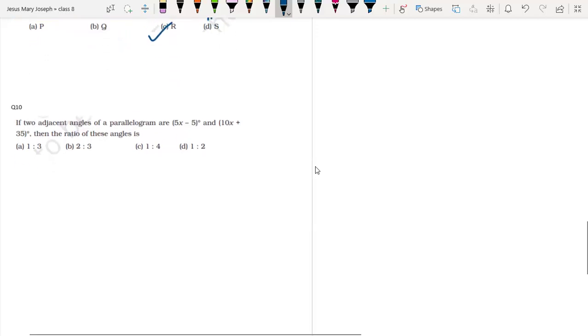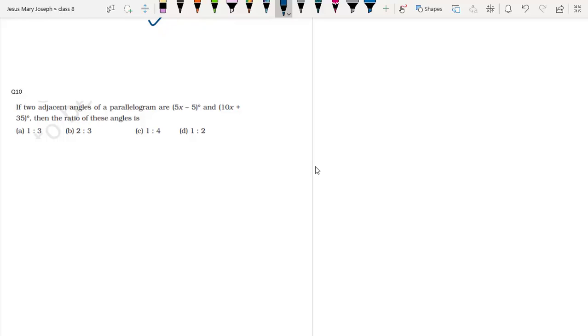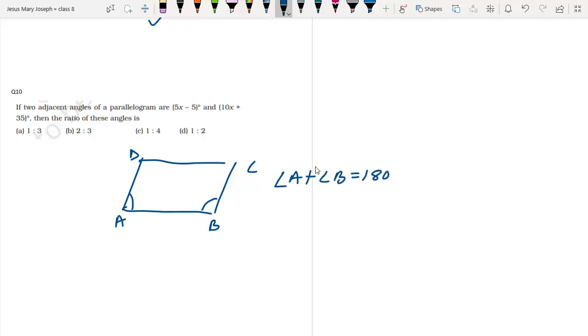Now last question number 10. If two adjacent angles of a parallelogram are 5x minus 5 degree and 10x plus 35 degree, then the ratio of these angles is very simple. We all know the property of adjacent angles. If this is A, B, C, D, we all know the adjacent angle sum is how much? 180 by the property of parallelograms. So suppose angle A is given to you as 5x minus 5 and angle B is given to you as 10x plus 35. Put the values.